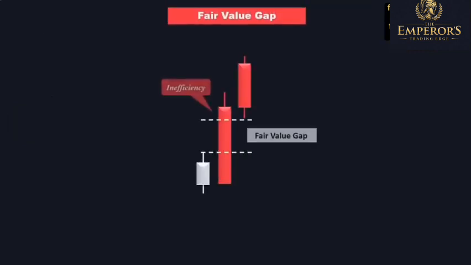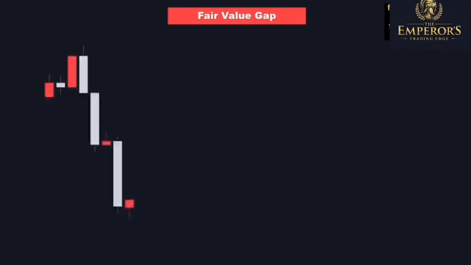Fair value gaps are typically formed within a 3-candle sequence and are easily noticeable on the chart as a large candle. The distinguishing feature is that the upper and lower wicks of the neighboring candles do not completely overlap with its body. This creates what we call the fair value gap zone, which essentially fills the space between the wicks and is drawn on the body of the candle.